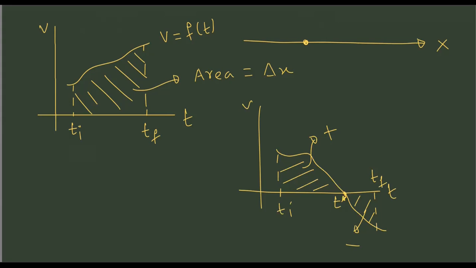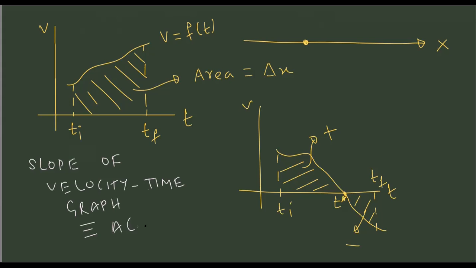At any instant, if you're trying to get the slope of the velocity time graph, that would give you the acceleration. So the slope of the velocity time graph is equal to acceleration. If the slope is changing continuously, that means the acceleration is changing continuously.